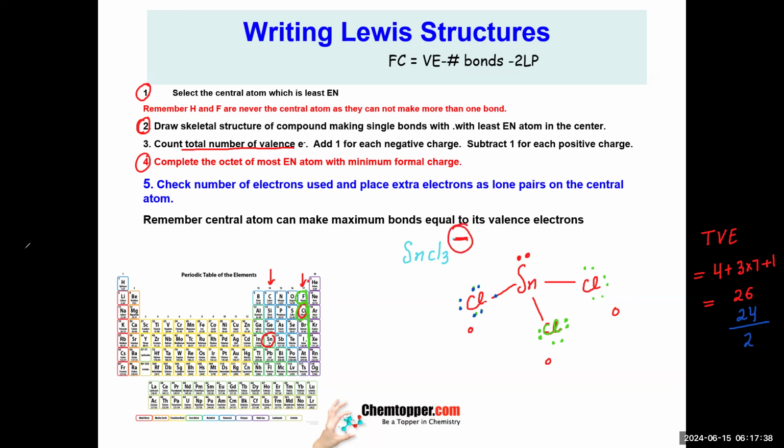Check tin. How many valence electrons has tin given? Only 4. How many is it using? Let's check that. 1, 2, 3, 4, 5. 4 minus 5? Minus 1. Show this formal charge here. So tin has a minus 1 formal charge here. So is this rule clear? Check the total electrons used, and if something is left, place it on the central atom. Ready for another?